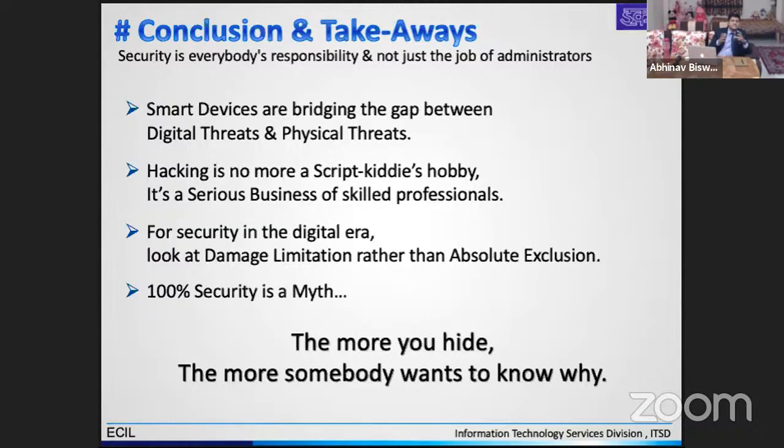For security in the digital era, 100% security is a myth. So we should look at damage limitation. Even if we get attacked, how can we limit the damage? We should not think about absolute protection. We cannot say that we are completely secure and we are happy. No, we should not have a strategy of protecting everything 100%. We should have a strategy in such a way that even if our systems get hacked, we have limited damage. It should not spread. It should not create massive loss. It can create small loss.